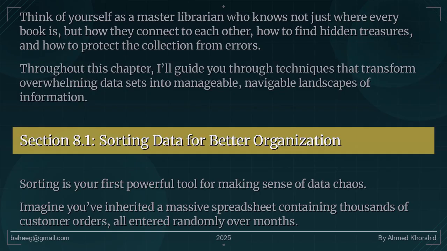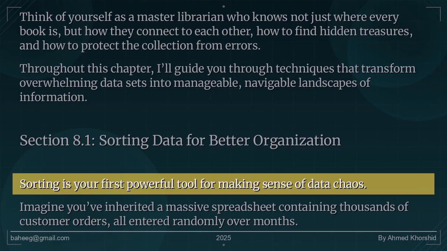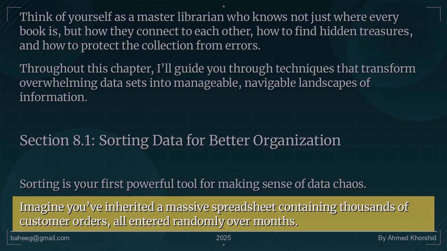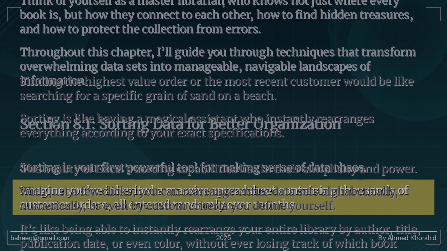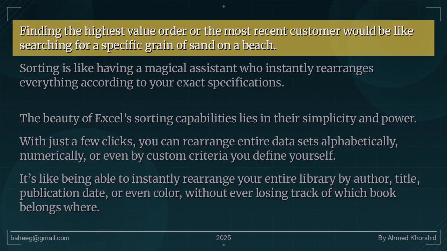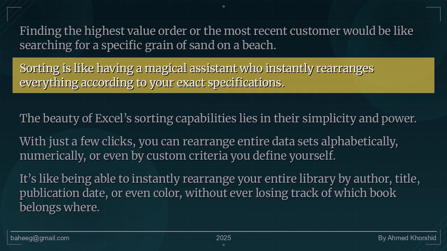Section 8.1: Sorting data for better organization. Sorting is your first powerful tool for making sense of data chaos. Imagine you've inherited a massive spreadsheet containing thousands of customer orders, all entered randomly over months. Finding the highest value order or the most recent customer would be like searching for a specific grain of sand on a beach. Sorting is like having a magical assistant who instantly rearranges everything according to your exact specifications.